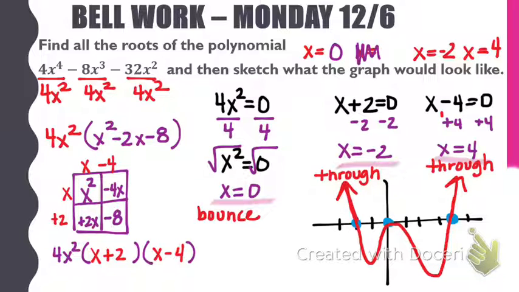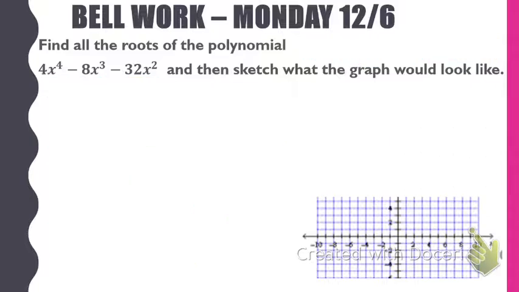But the main thing that I'm looking for on the final is the behavior. So you should know that it bounces off the 0, but it goes through at the other 2 places. And you should also know that the arrows are going up because of the leading coefficient. Okay, so our last 2 questions, we're going to practice long division. So in your Agile Mind book, go to page 292.